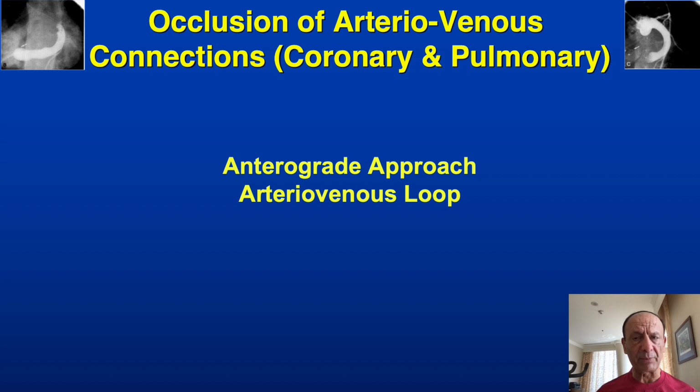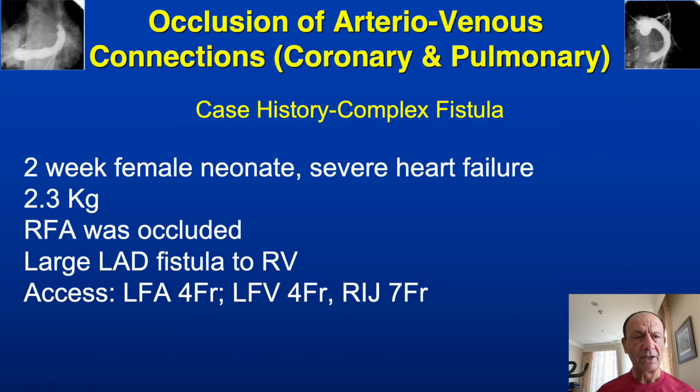The anterograde approach, you will need to establish an arteriovenous loop, and this is an example in this case. A 2-week-old female neonate with a very large fistula. She weighs 2.3 kilograms, but she presented to us with severe heart failure. And we performed cardiac catheterization from the left femoral artery, 4 French, left femoral vein, 4 French, and the right internal jugular, 7 French.